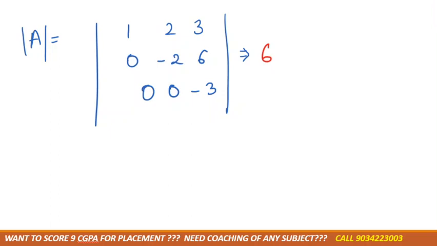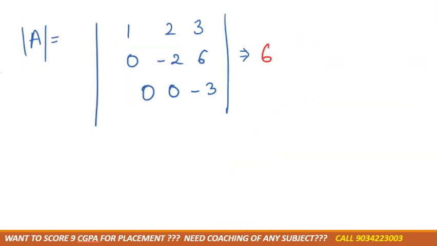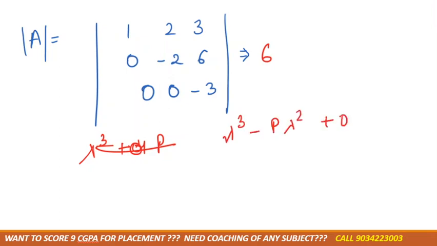Okay. Then in that case, what we need to do is put all the values in the given equation, right? So I told you that it would be lambda cube plus p lambda cube minus p lambda square plus q lambda minus determinant of A is equal to 0. As you can see, the signs are positive, negative, positive, negative.